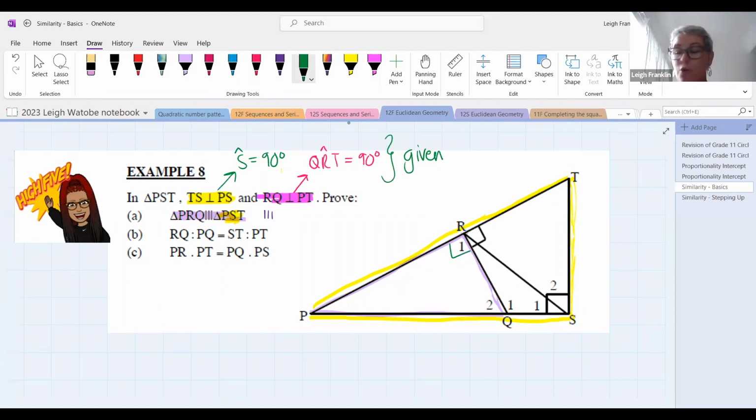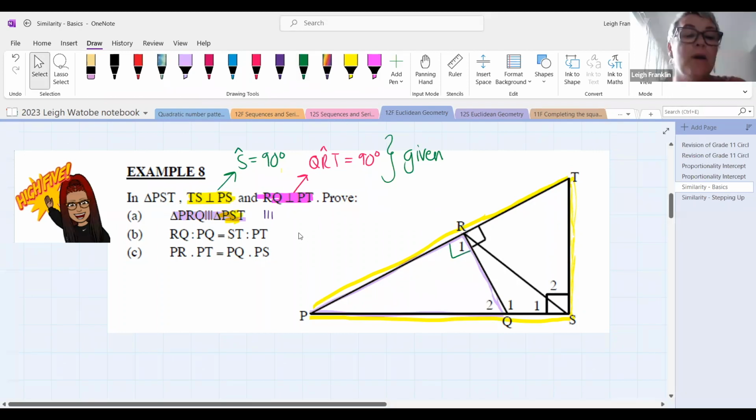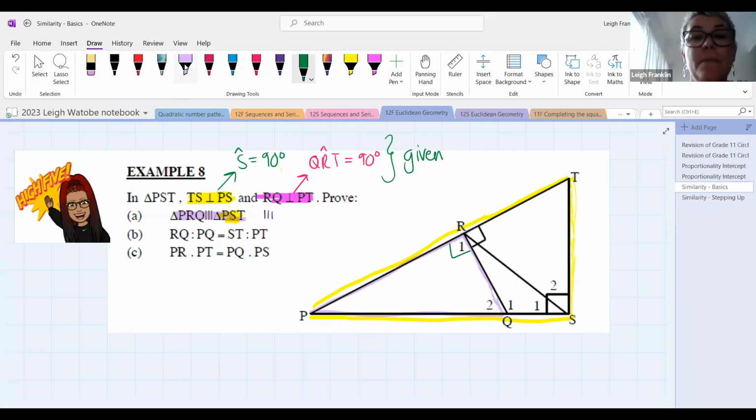Okay, so before we actually jump in and start talking about how we would prove similarity, I want to point out to you that when they give you the triangles that you are proving are similar, please can we mute? Thank you. When they tell us which triangles to work in, they are giving us very, very important information.